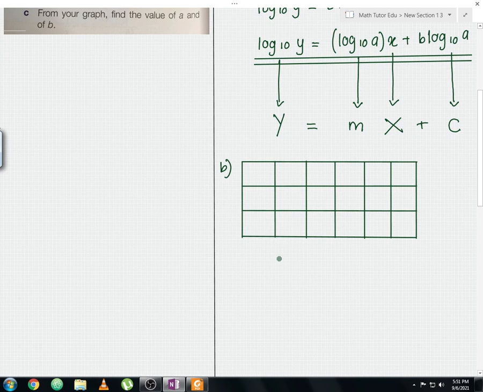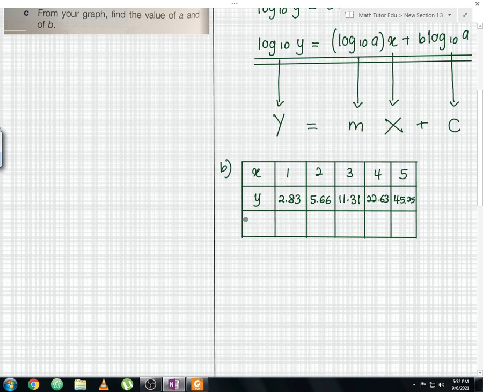Okay, so from here let us include the values of x and y. So from here your x value starts from 1, 2, 3, 4 and 5. Your value of y is 2.83, and then followed by 5.66, and then continue with 11.31, and then 22.63, and then your last value is 45.25. Let me write a bit small.